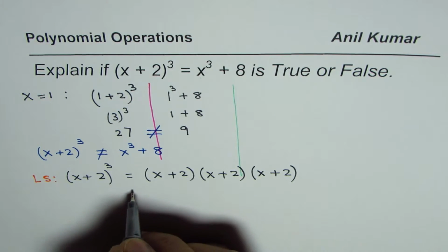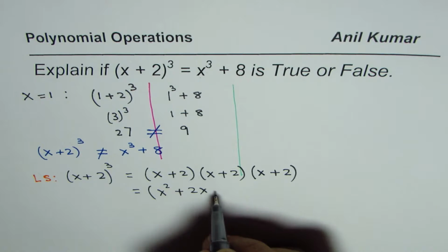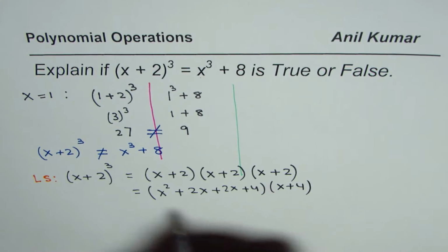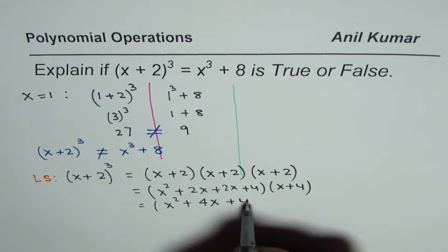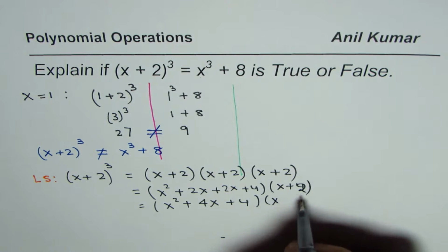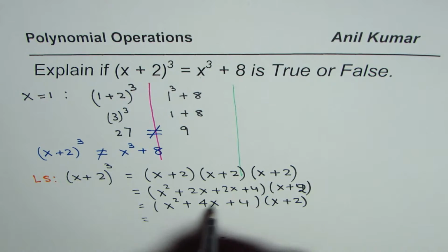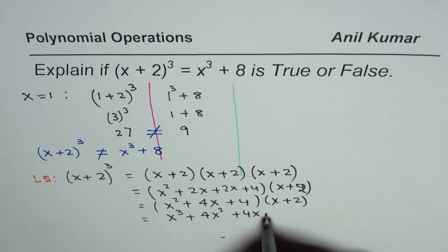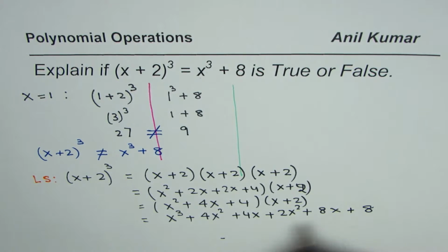So let's multiply these two first. We get x² + 2x, then by 2 we get + 2x + 4, times (x + 2), and that is (x² + 4x + 4) times (x + 2). Let's multiply by x + 2 all these numbers. So we get x³ + 4x² + 4x. Now multiply by 2, so we get + 2x² + 8x + 8.